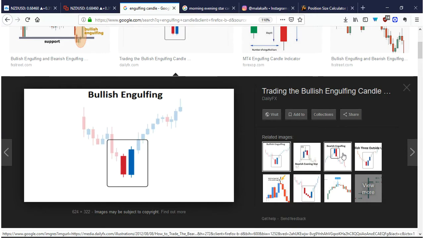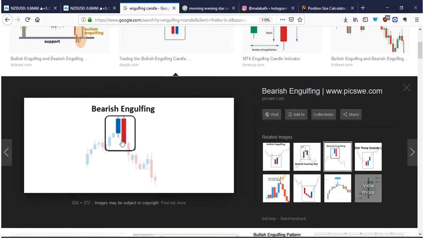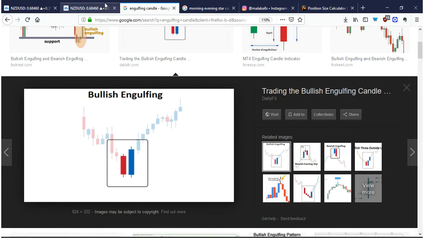And then the opposite direction would be this one. So if we was doing a descending trend line, you'd be looking for this one. Ascending trend line, when the trend line is going up, you'd be looking for this one. So let's move back to the charts.